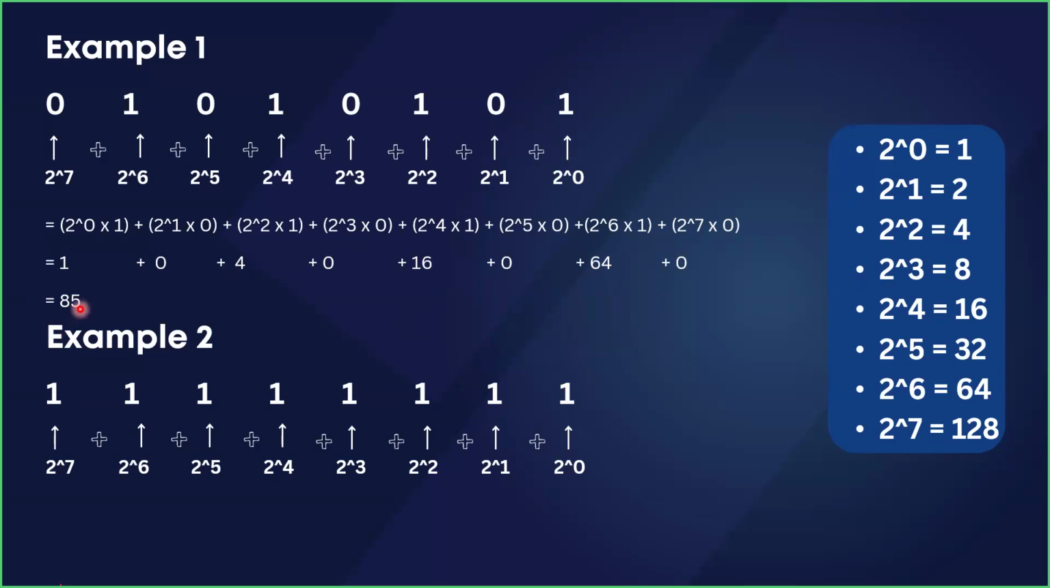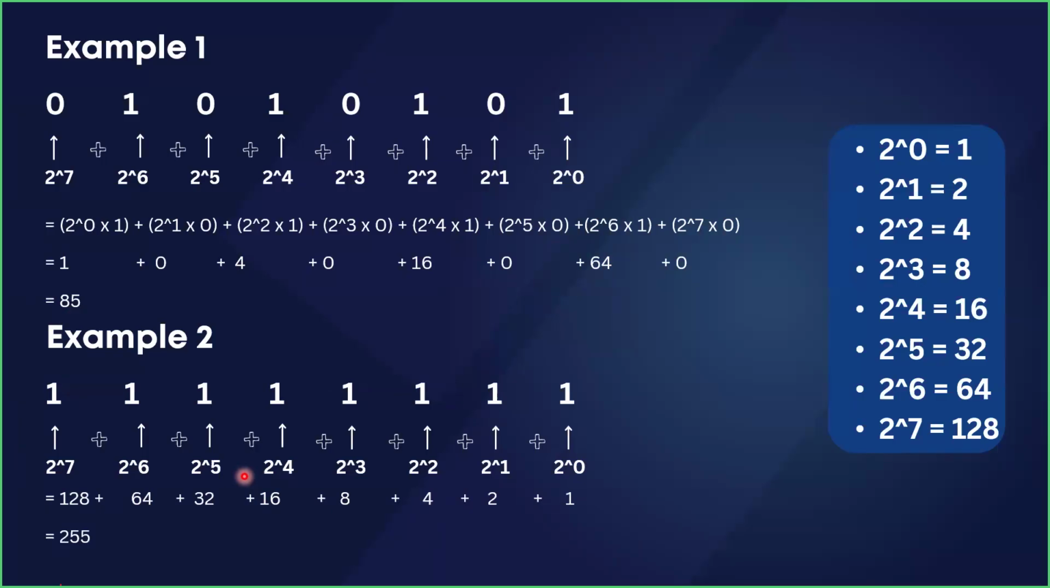And when you have all ones, you just add everything. So 2 power 0 into 1, that's 1. 2 power 1 into 1, that's 2. 2 power 2 into 1, that's 4. 2 power 3 into 1, that's 8. 16, 32, 64, 128. If you add all this up, you get the number 255.